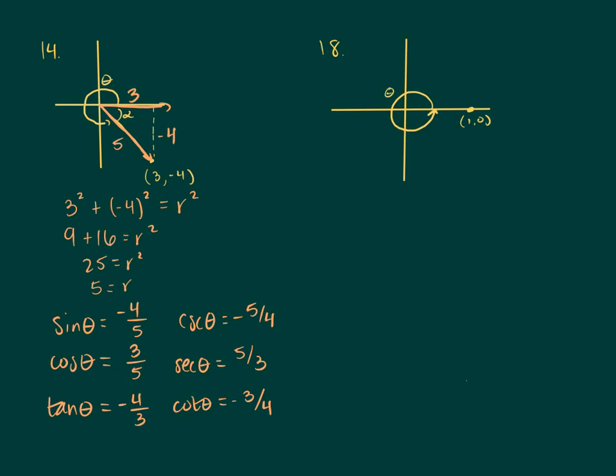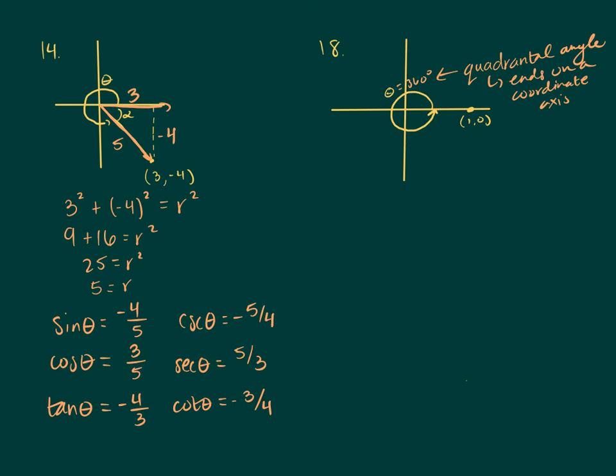Now let's look at 18. In 18, the angle theta they gave us is 360 degrees. Okay, so we go all the way around and end on an axis. This angle is called a quadrantal angle. Basically, that just means it ends on a coordinate axis. Okay, so in this case, it ends on the x-axis. These do have trig function values.